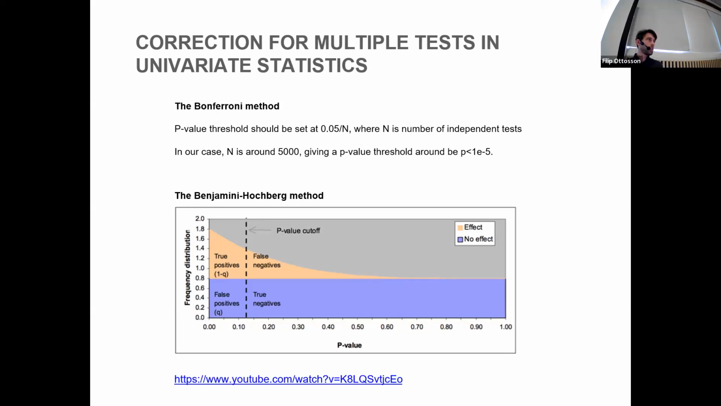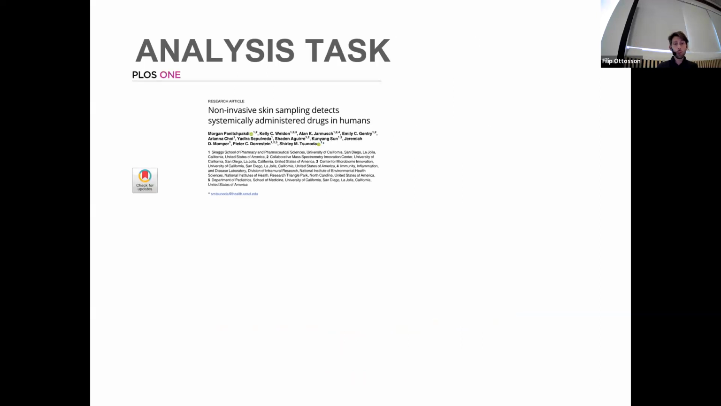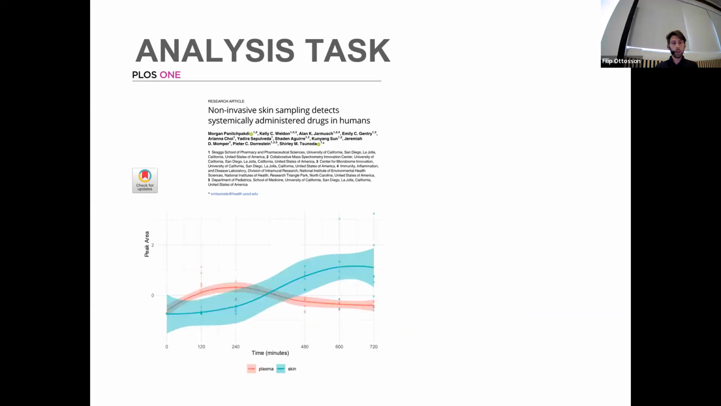If you want to understand this in more detail, I would recommend you follow this link to this excellent video by StatQuest, which I think is awesome. So if we go on to the analysis tasks that we have ahead of us now, the data set they have been working on the whole week, we have a situation something like this, right? This is a metabolite. We have the peak area on the y-axis and then several time points.